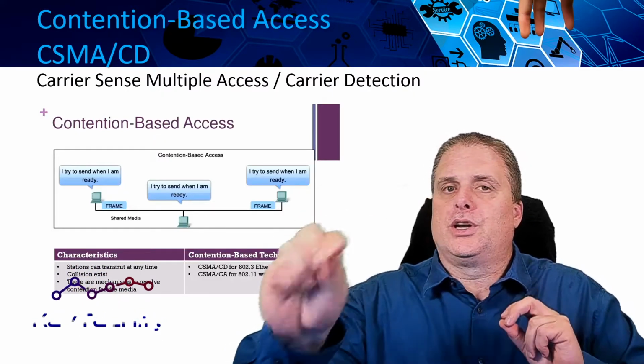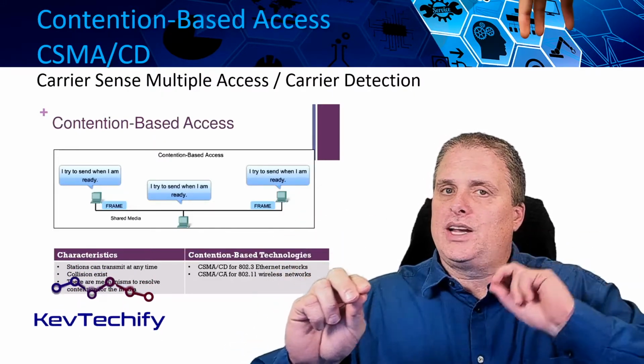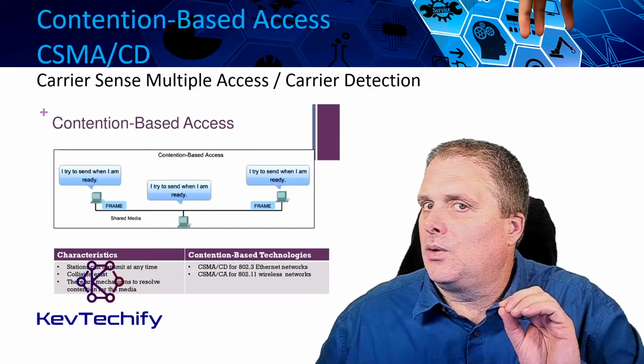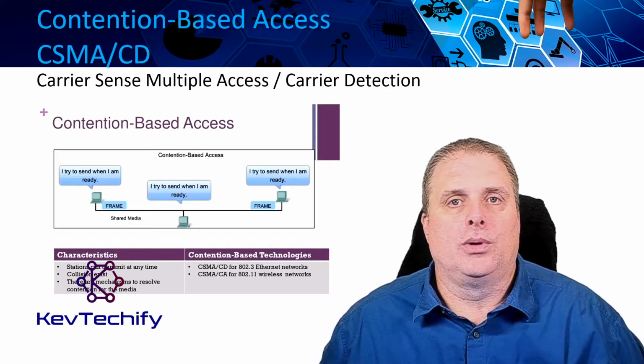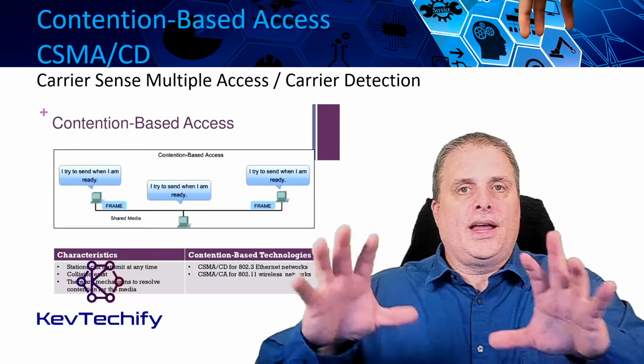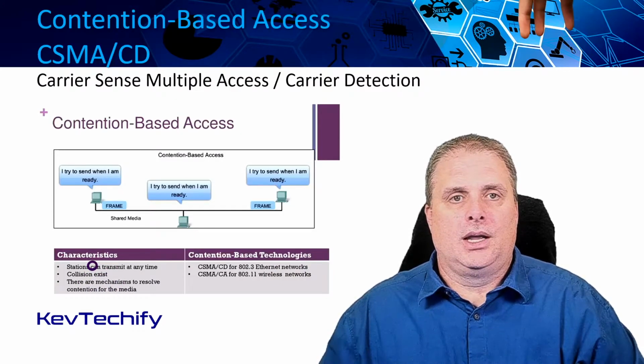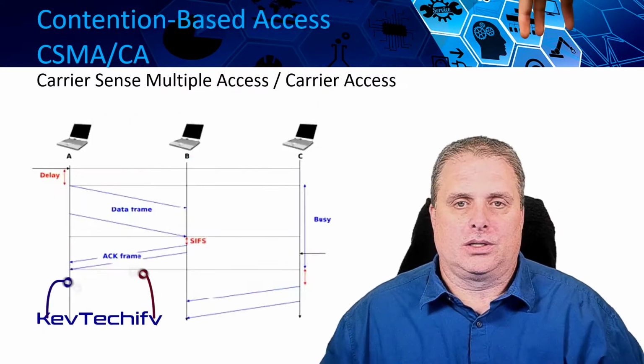So the first one will start sending. When the second one tries to send data, it's going to listen to the wire. Is there anything on the wire? Oh, somebody's sending, so I'm going to wait a little bit longer. And hopefully that eliminates the collision. And so that's how collision detection works.